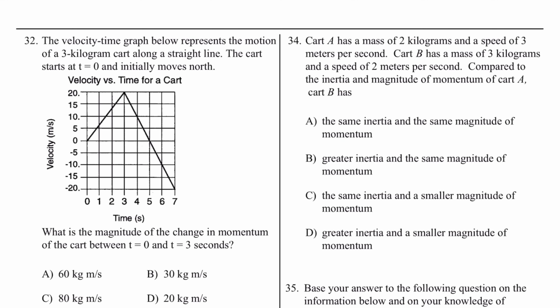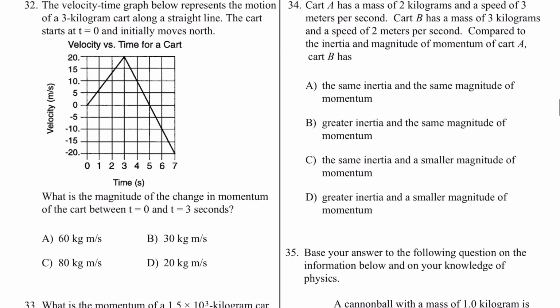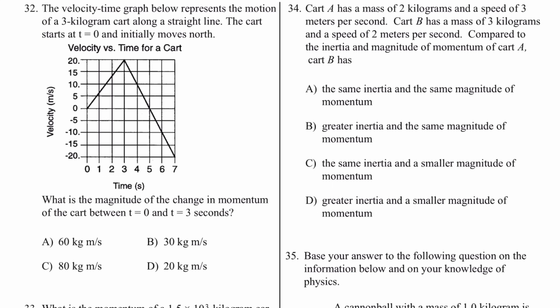32. The velocity time graph below represents the motion of a 3 kilogram cart along a straight line. The cart starts at t equals 0 and initially moves north. What is the magnitude of the change in momentum of the cart between t equals 0 and t equals 3 seconds? So remember that change in momentum is just impulse, right? So we need to solve for impulse, and we could do this through the equation impulse equals mass times change in velocity. And we're going between t equals 0 and t equals 3. So this is 0 and this is 3.